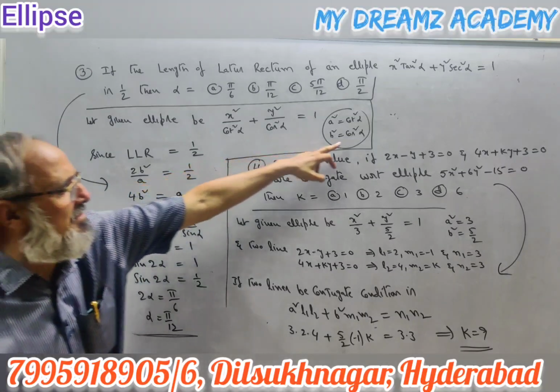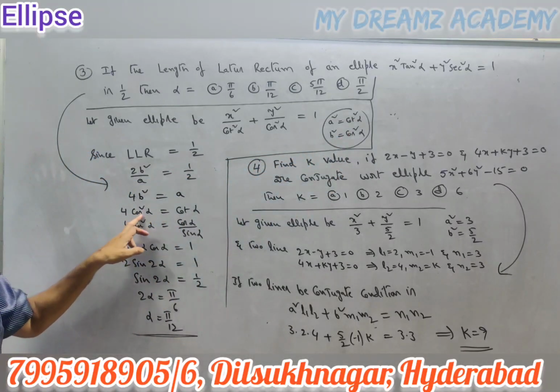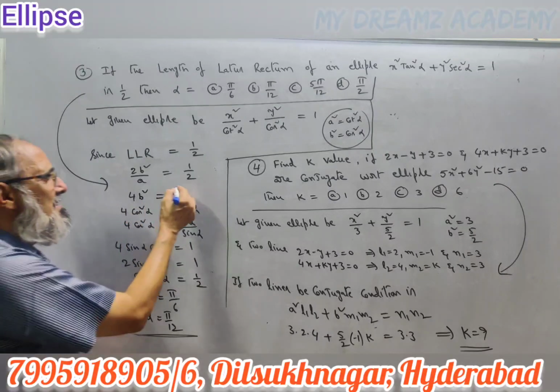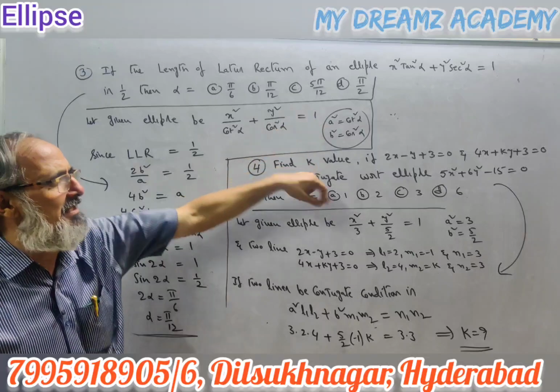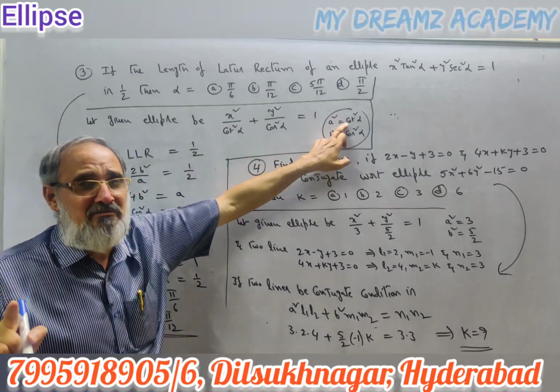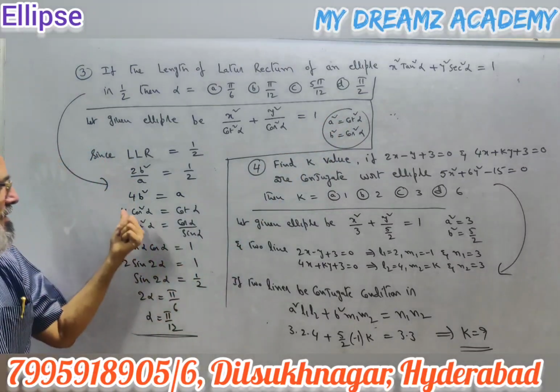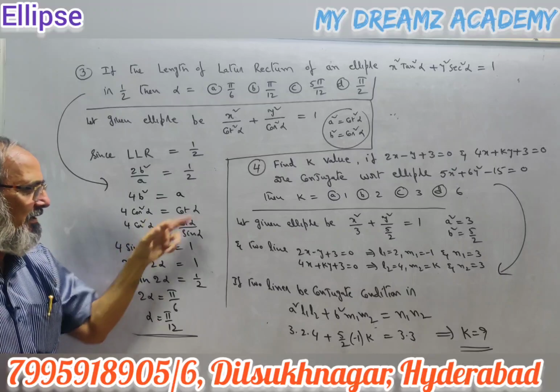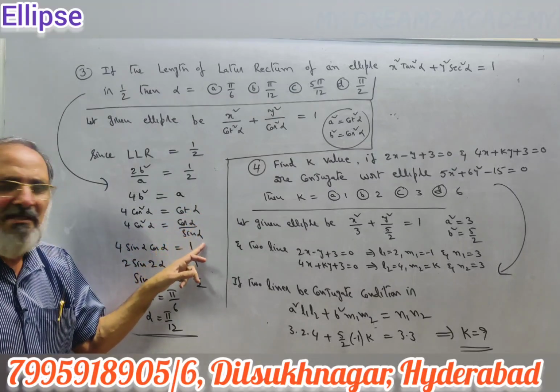B square is how much, sir? Cos square alpha, so 4 cos square alpha. It is very important. Most of the students are putting a square value, taking it directly, but here a, that's why you use, don't keep cot square alpha, it should be cot alpha. 4 cos square alpha equal to cot alpha, we can write cos alpha by sin alpha.